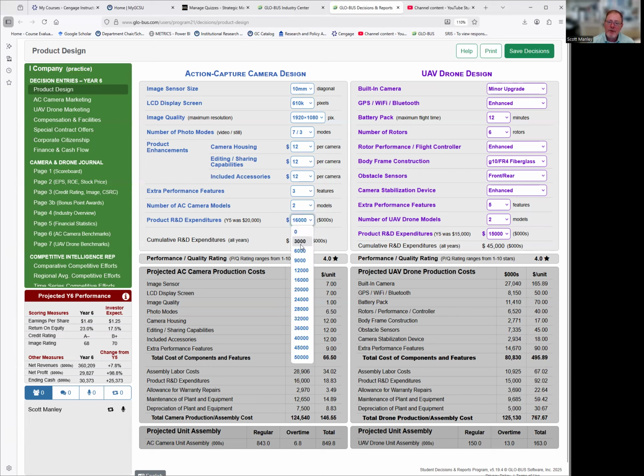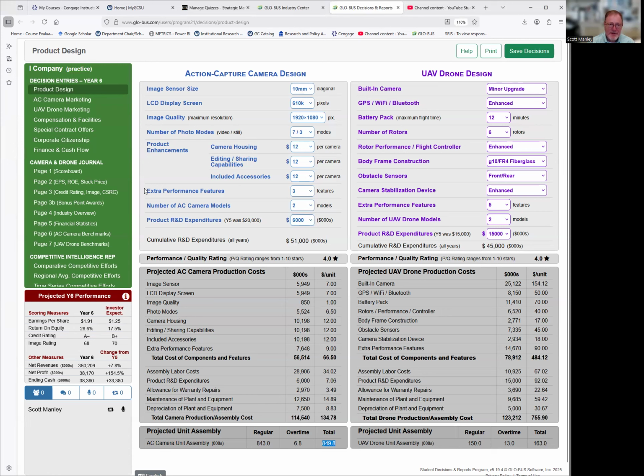Okay, so what I'm going to do is I'm going to do this incrementally and take the research and development down to $6 million. That keeps me with a 4-star product. My costs are down about $20 per unit, $134.78 per unit. They were $154. So let's see if we can increase the number of products that we're going to sell.